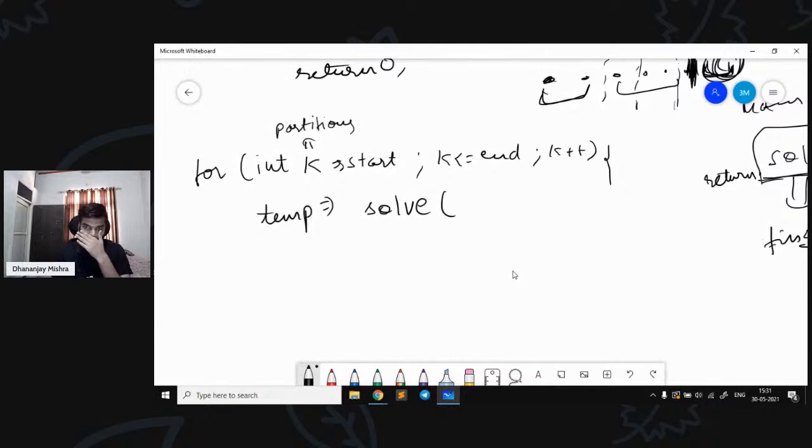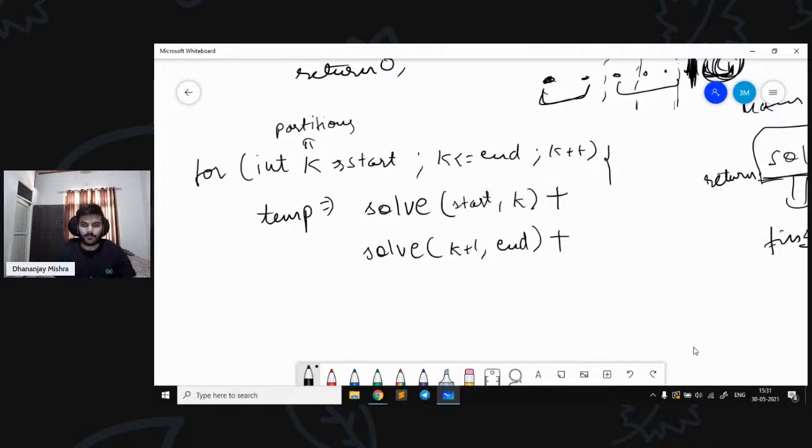that if I call this solve function for the left partition, it will give me the minimum answer for that left partition, right? So I will call my start, and as we discussed, our end will be reduced to k in the left part. Plus, for the right part, my start will be changed to k plus 1 and end will remain the same.